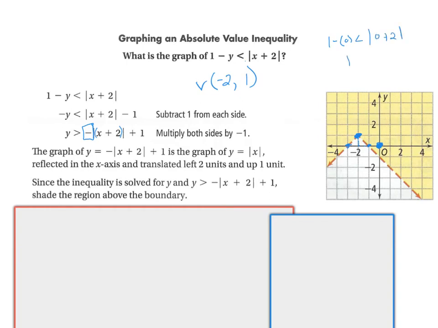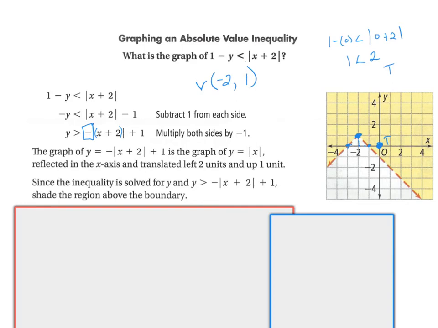1 minus 0 is 1. 0 plus 2 is 2. The absolute value of 2 is 2. Is 1 less than 2? It is true. So I put a true there, and notice that I shaded over the true. Again, that's the math person in me, telling you to take a point, substitute it in, see if it works.